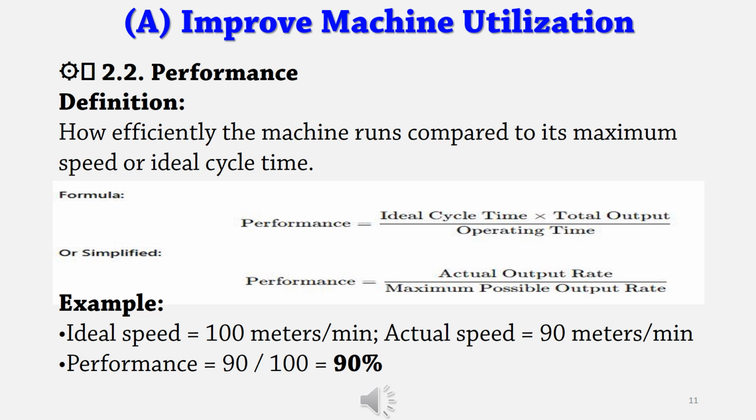Now let's understand what is performance. How efficiently the machine runs compared to its maximum speed or ideal cycle time. That's the performance. The simplified formula is performance is equal to actual output rate divided by maximum possible output rate. As an example, the ideal speed is 100 meters per minute and actual speed is 90 meters per minute, then performance is 90%.